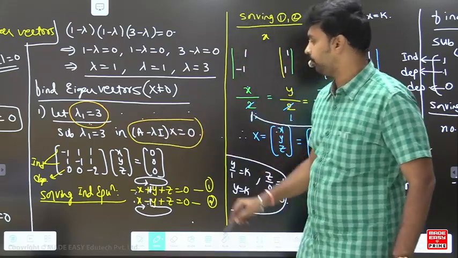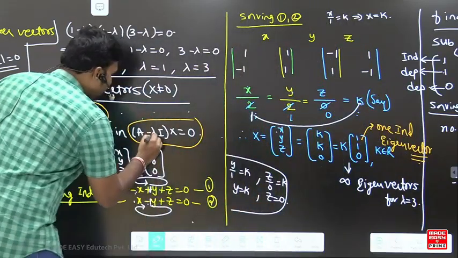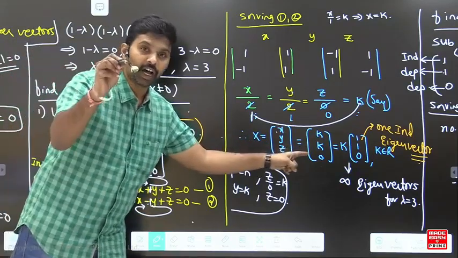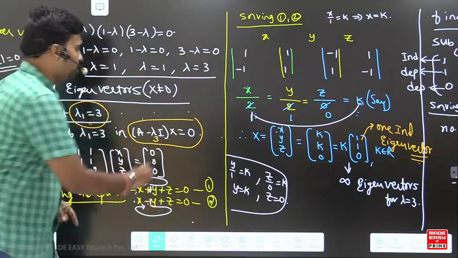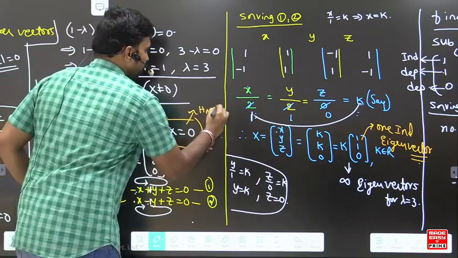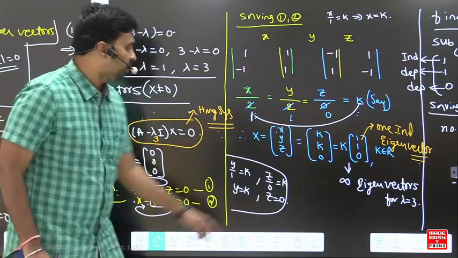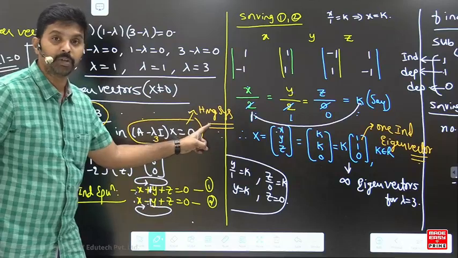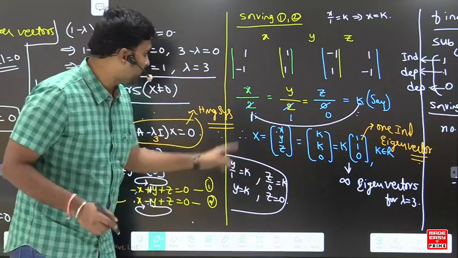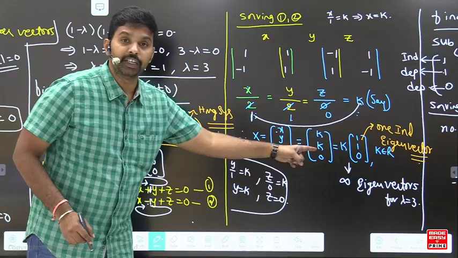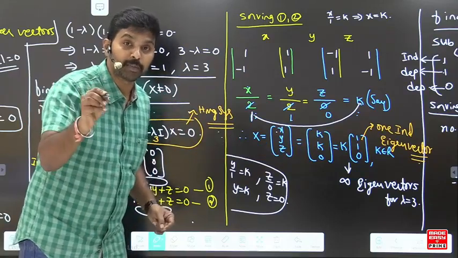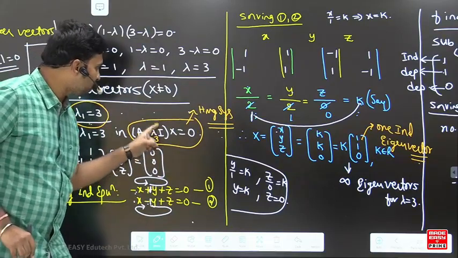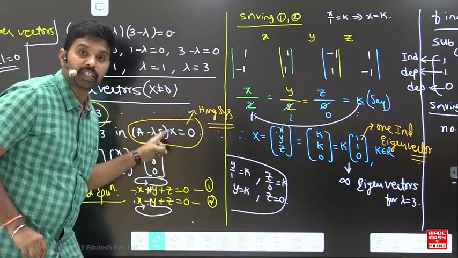Yes or no? So for lambda equal to 3 here, this capital X is the solution of this homogeneous system, right? If this X, the eigenvector, is the solution of this homogeneous system, then the eigenvector set is the solution space or null space of this homogeneous system. If this is the null space, what is the nullity of this?